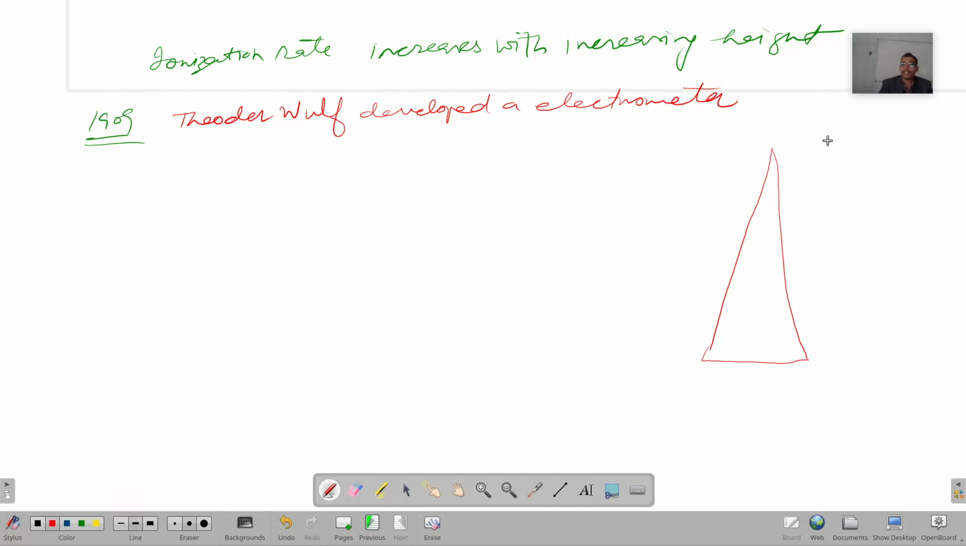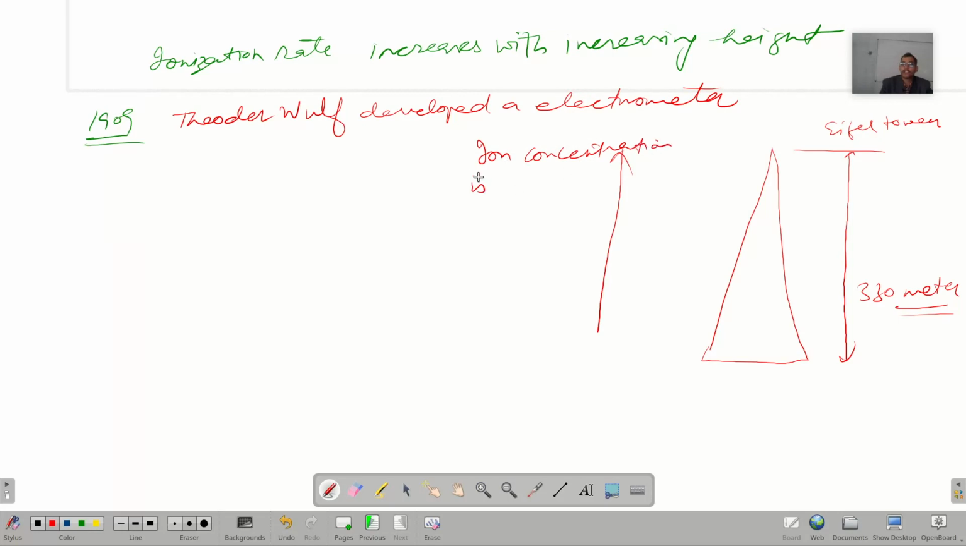So say this is the Eiffel Tower. He performed the experiment, and 330 meters is its height. What he observed was that the ion concentration increases as we move up, meaning the ion concentration is larger than at the bottom. This was observed.